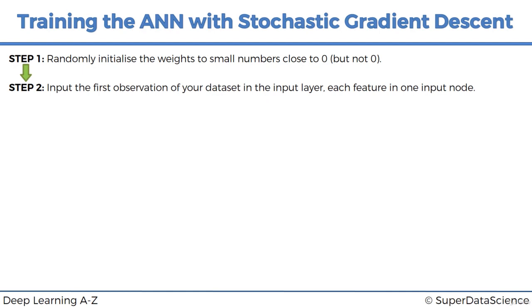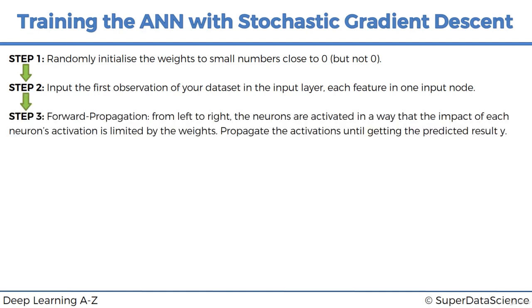Then step two, input the first observation of your data set, so the first row, into the input layer. Each feature is one input node. So basically take the columns and put them into the input nodes. Step three, forward propagation. From left to right, the neurons are activated in a way that the impact of each neuron's activation is limited by the weights. So the weights basically determine how important each neuron's activation is. Then propagate the activations until getting the predicted result, y hat in this case. So basically you propagate from left to right, you go all the way until you get to the end and you get your y hat.